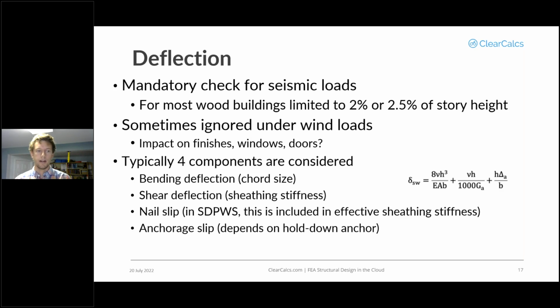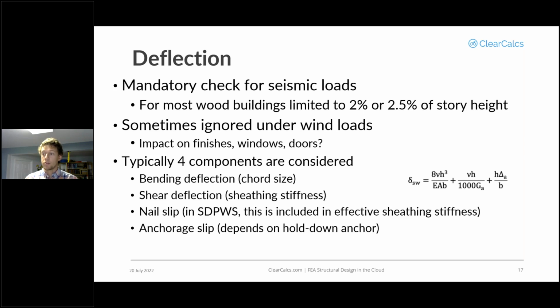The first one is bending deflection. If you think about a shear wall as a bit of a cantilever beam, so it's fixed at the ground and then just sticking out in the air, the first thing is it'll bend like a beam. And the biggest way that we have to prevent that bending, just like an I-beam, is the flanges, which in this case are the chords. So the bigger the chords, the less bending action that we get.